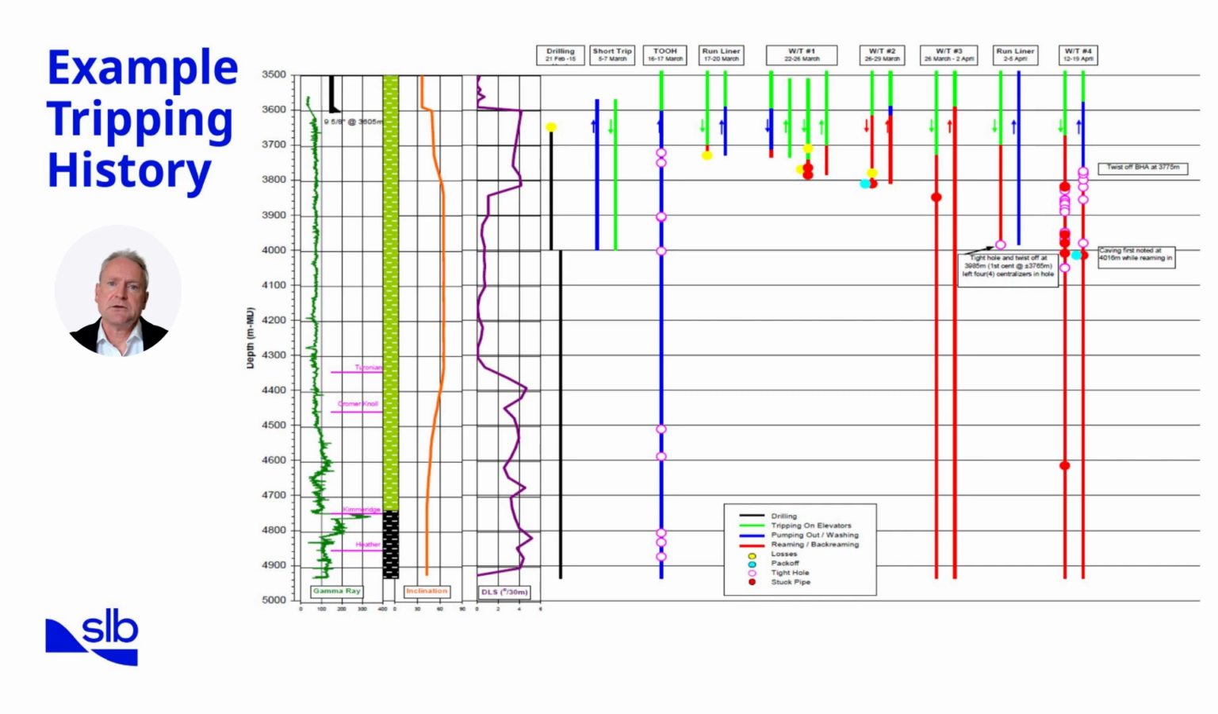Here is an illustration of tripping history from an offset well. Tripping refers to pulling the drill string out of hole or running it back in, and it's a common source of wellbore stability and mechanical issues.